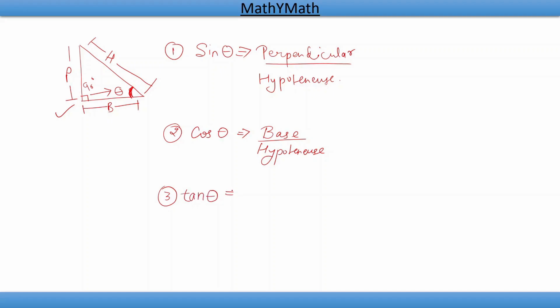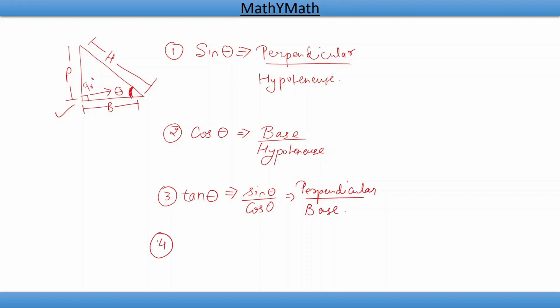The third one is your tan theta. Now, what is tan theta? Tan theta is nothing but the ratio of sine theta and cos theta. Generally, this tan theta came from these two ratios, sine theta and cos theta. And when you solve it by length, it will give you perpendicular upon base.